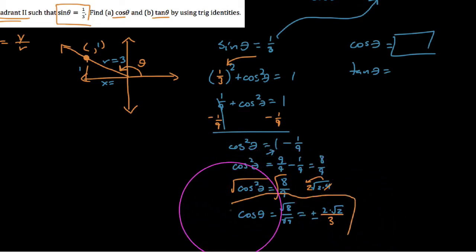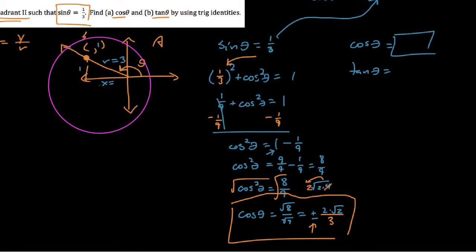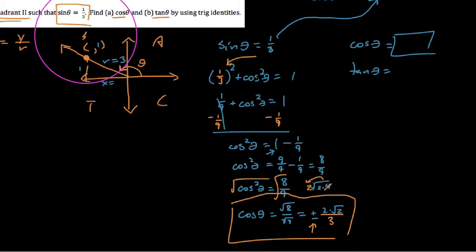The point of this video is this: which sign should we affix to this here? Should it be a positive or a negative? Recall that in the second quadrant, all students take calculus. In the second quadrant, the only thing that's positive is the value of sine. So in this case, we would say that the value of cosine has to be equal to negative 2 square root of 2 over 3.